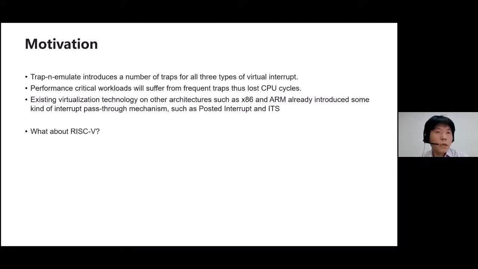So we notice that all the processing of interrupts involves a number of traps. Meanwhile, other architectures such as x86 and ARM have been providing direct delivery of certain kinds of virtual interrupts to the vCPU for a while. So direct delivery of virtual interrupts avoids excessive traps, reducing overhead and improving the overall performance. The question is, can we have something like that for RISC-V?